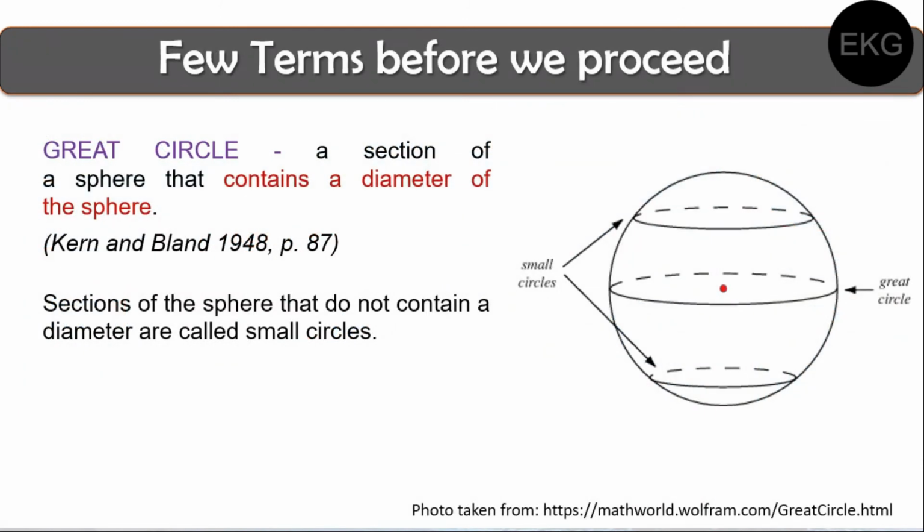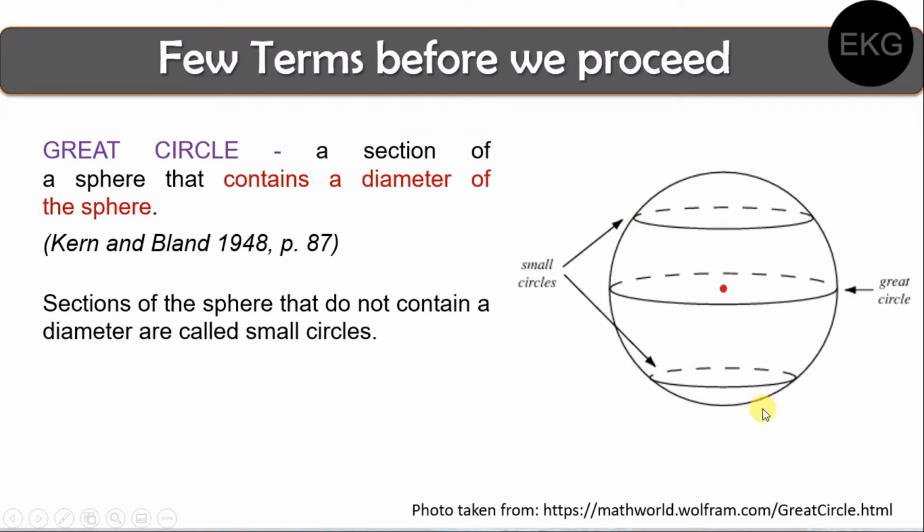So first is the great circle, okay, which is a section of a sphere that contains a diameter of the sphere. While sections of the sphere that do not contain a diameter are called small circles. So ito yan. In this illustration, ito daw nasa gitna na circle. This is known as the great circle. Anything na hindi sa gitna, okay, na circle, we call this small circles.